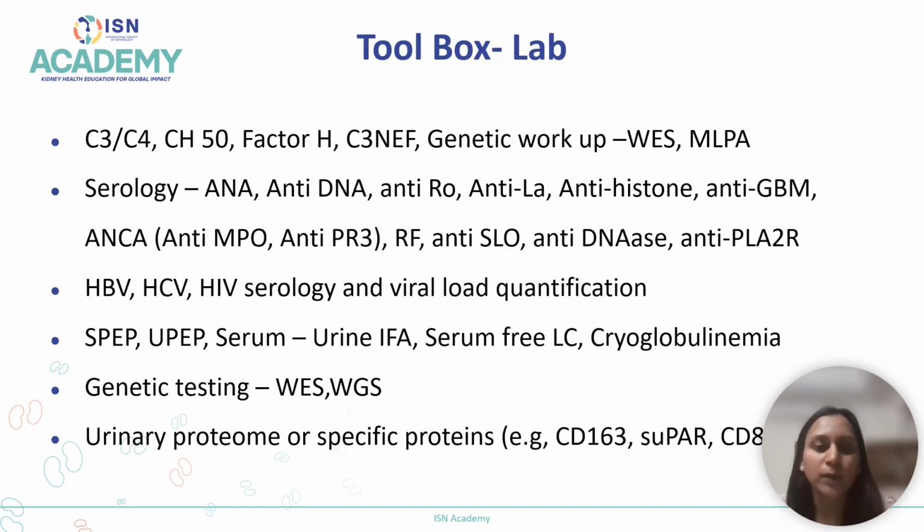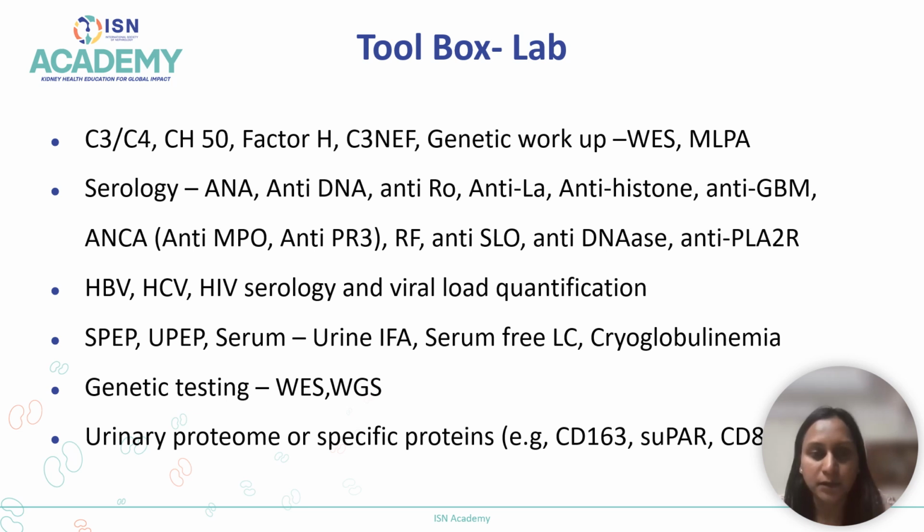So if you're looking at complement mediated glomerular diseases, we're going to ask for C3 levels, C4 levels, CH50 levels, anti-factor H antibody levels, C3 nephritic factor, and genetic workup. If the etiology is going to be autoimmune disease, then we're going to ask for ANA and the associated antibodies. If you're thinking of primary membranous nephropathy, we're going to ask for anti-PLA2R antibody levels. And also in membranous nephropathy, we're going to ask for NELL1 and thrombospondin analysis.